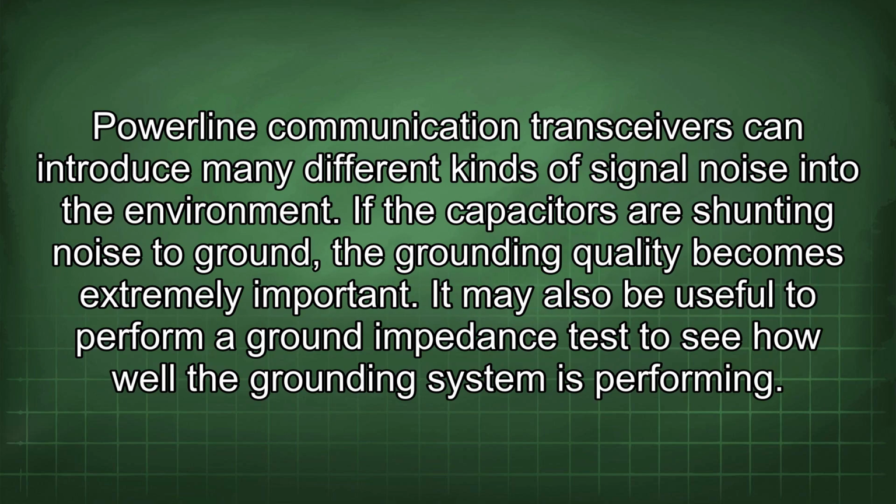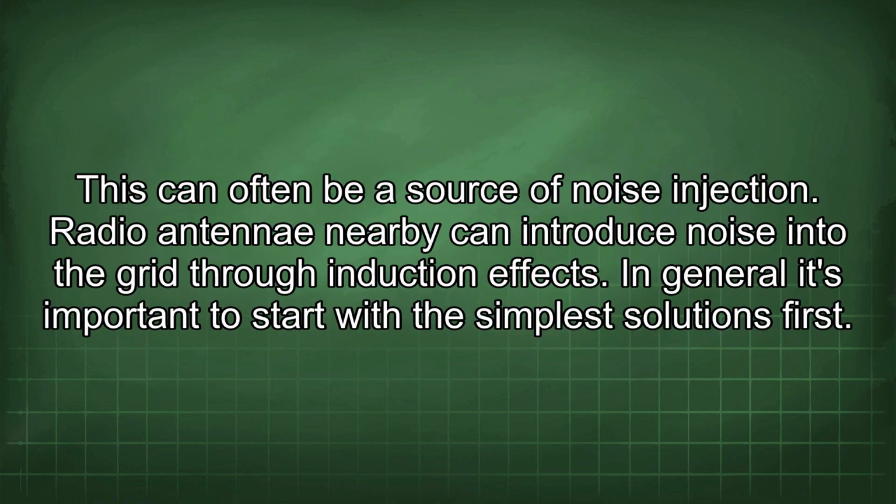Powerline communication transceivers can introduce many different kinds of signal noise into the environment. If the capacitors are shunting noise to ground, the grounding quality becomes extremely important. It may also be useful to perform a ground impedance test to see how well the grounding system is performing. This can often be a source of noise injection. Radio antennae nearby can introduce noise into the grid through induction effects.